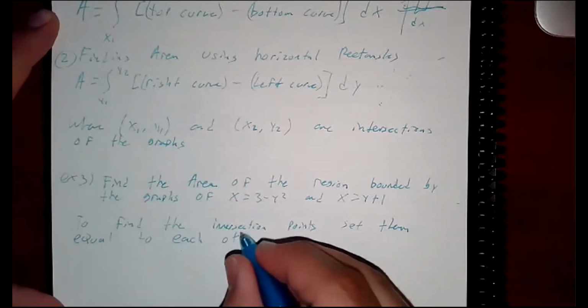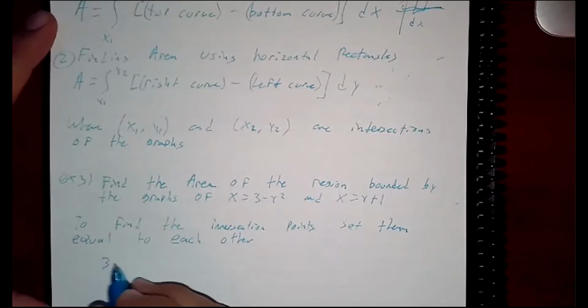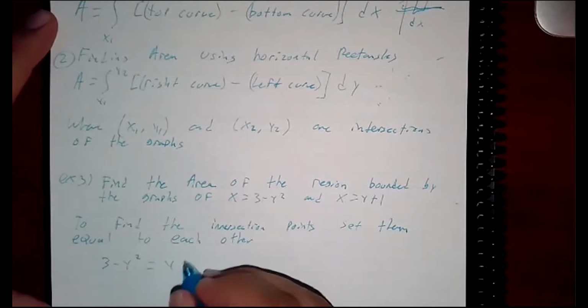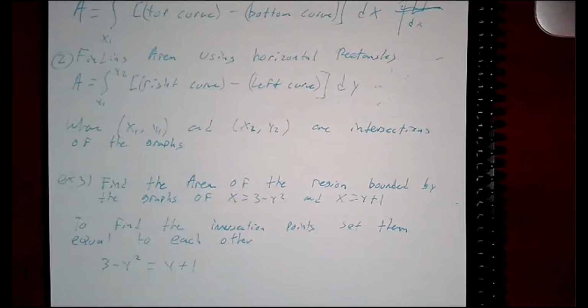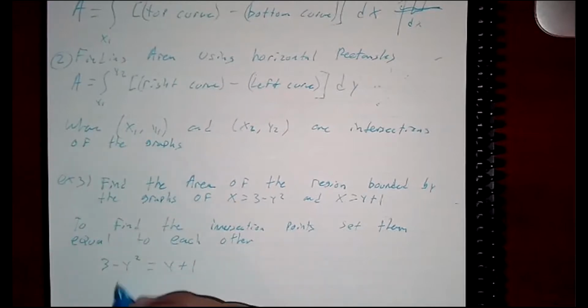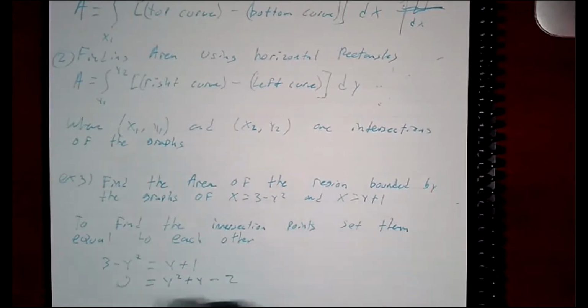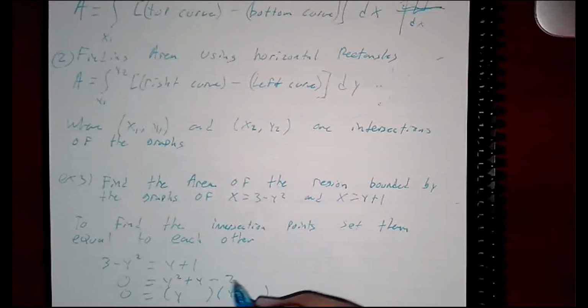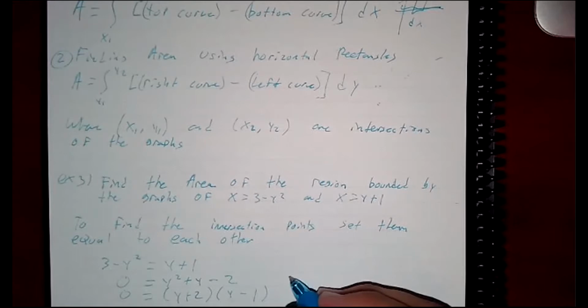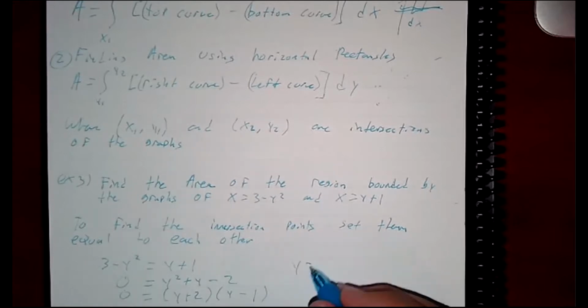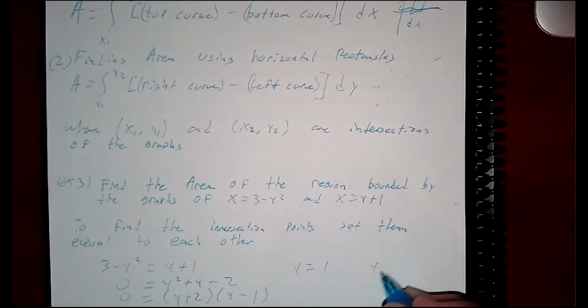Since they're both solved for x, that means I can do this. 3 minus y squared is equal to y plus 1. Solve for y. I'm going to move everything to the right. So that'll be y squared plus y minus 2. Factor. That's how you solve quadratics, right? That would be y plus 2 times y minus 1. So my intersection points: y equals 1, y equals negative 2.